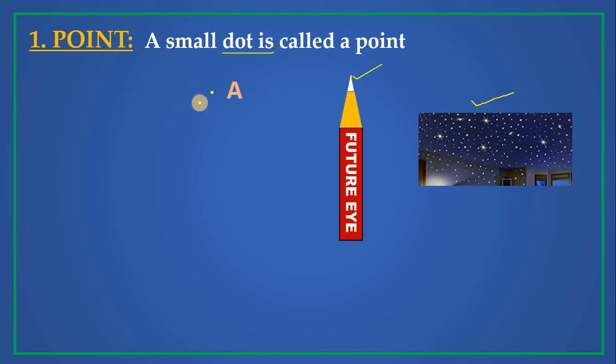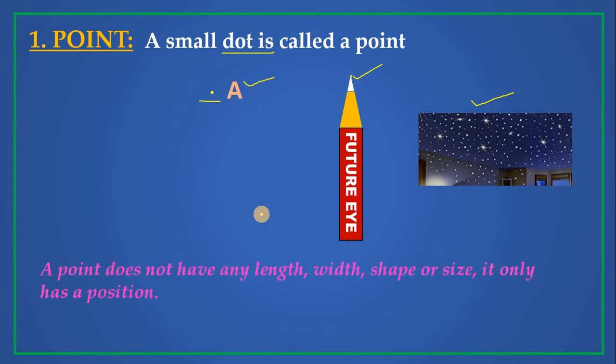To show a point, we just keep a dot like this and we name this point with a capital letter. Here I have written a dot and I called it A. So we have to read it as point A. Like this, you can give any other letters to name a point. You can give B, C, D, and so on. In that case, you will read it as point B, point C, point D, just like that.